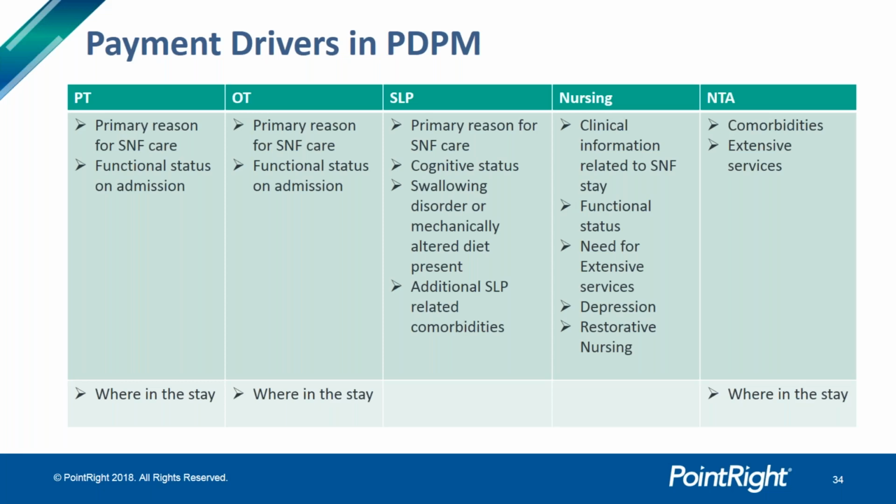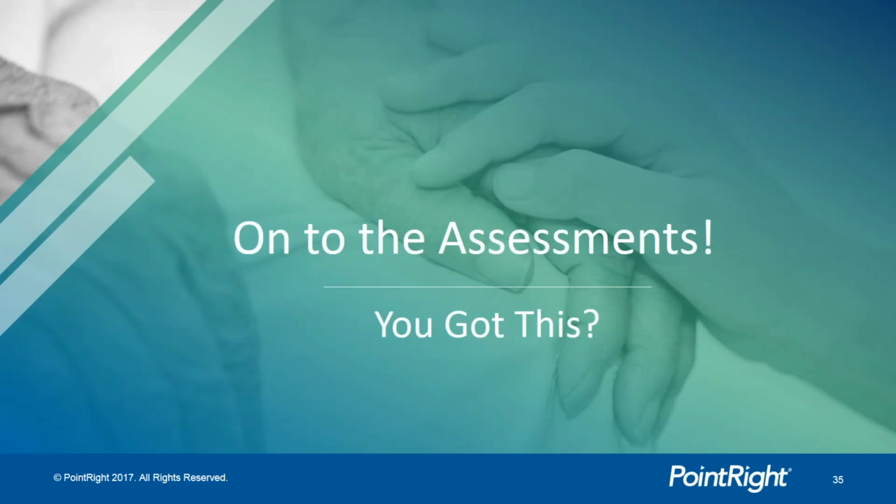In nursing, again, it's clinical information related to the stay, the functional status, extensive services makes a difference, depression, and restorative nursing. And then lastly, it's your NTAs, which are the comorbidities and extensive services, which you see in those comorbidities, and where in the stay they are. So let's take a look at the assessments.